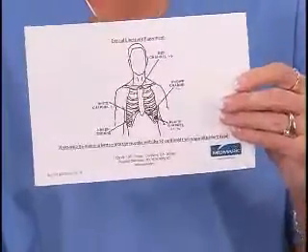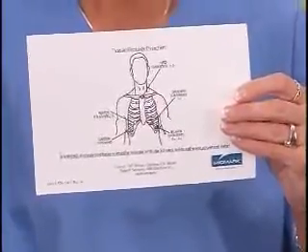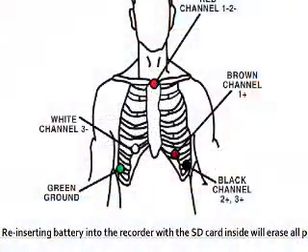This diagram illustrates the typical electrode placement for Holter monitoring. This is a 5-lead 3-channel hookup. If there is deviation from this placement, please make note of it.